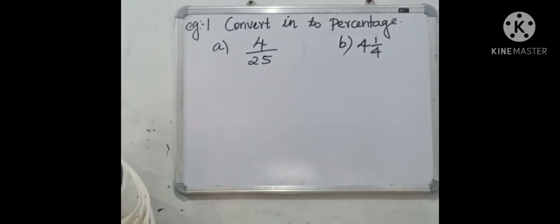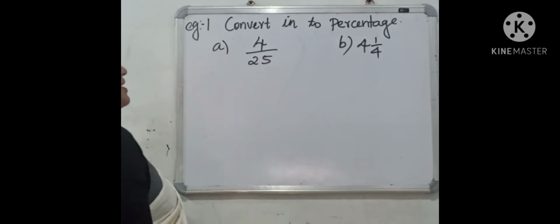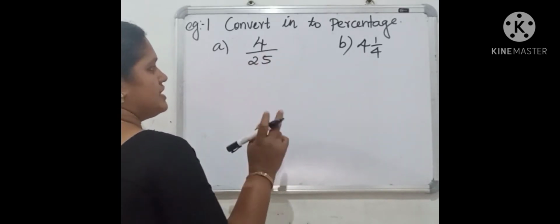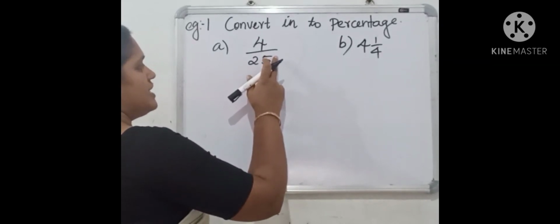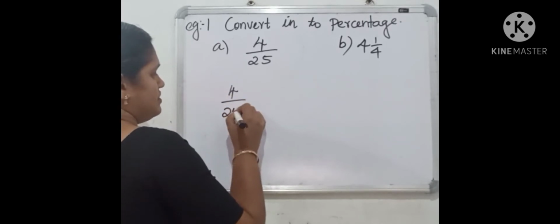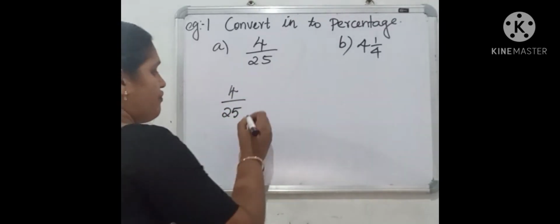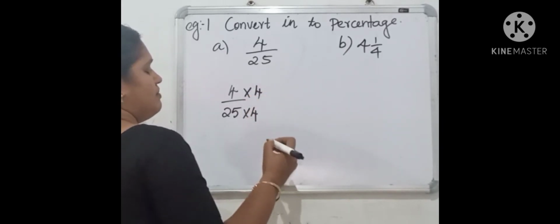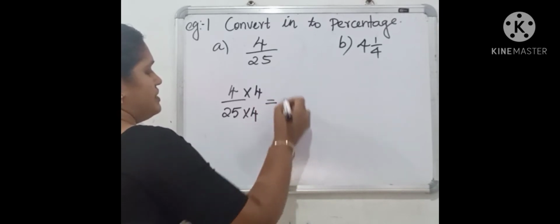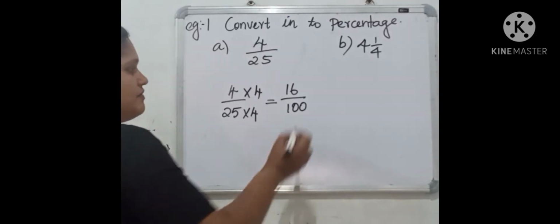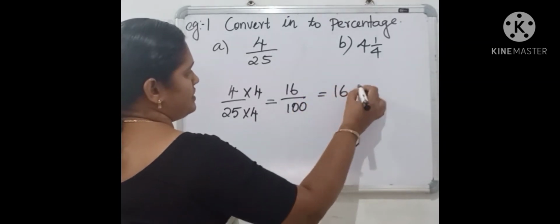Example 1. Convert into percentage. A, 4 by 25. To convert into percentage, we should change this into a decimal fraction. 4 by 25. 25 into 4 equals 100. The numerator also multiplied by 4 equals 16 by 100. Okay, this is equal to 16%.